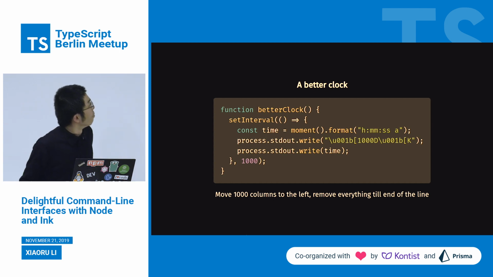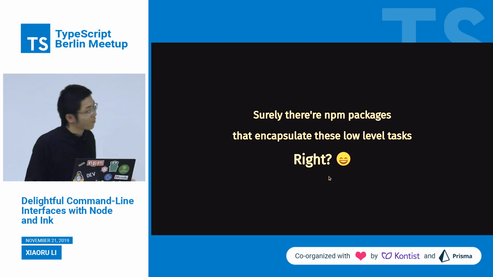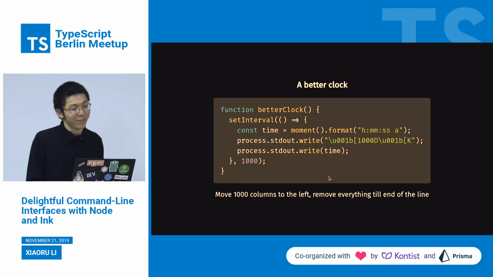So where's my mouse? This part actually means go back 1,000 columns, because no one will have a terminal that big. And then remove everything to the end of the line, because this is the only way to do that. And then we can print the current time. So if you run this, it will work correctly.